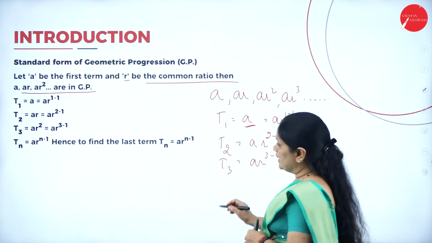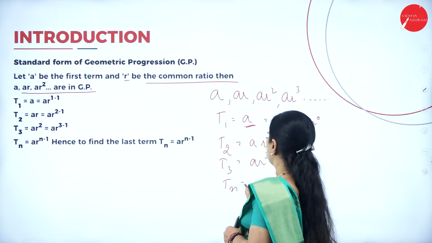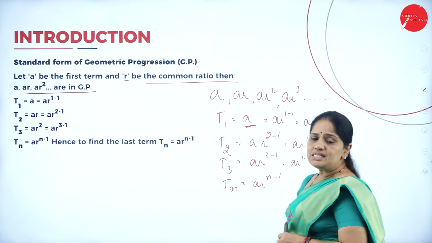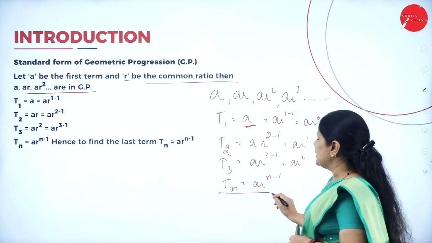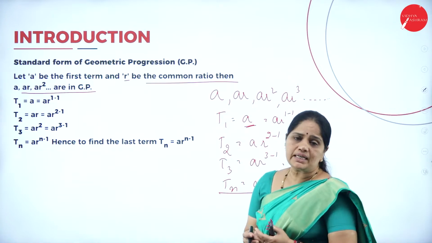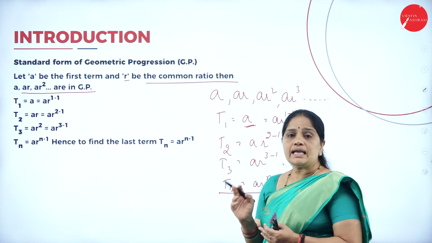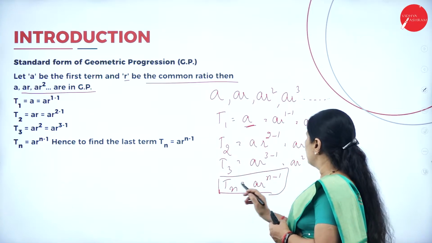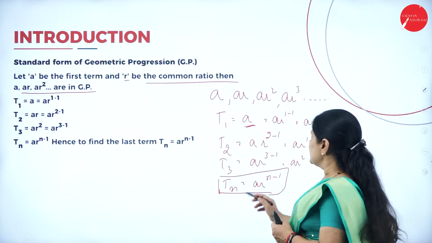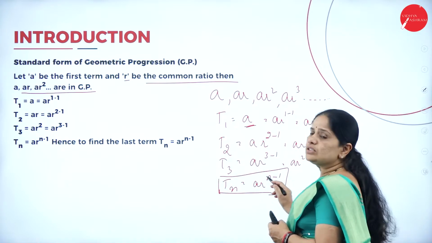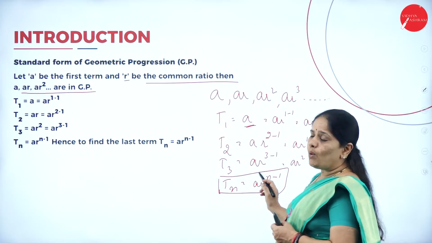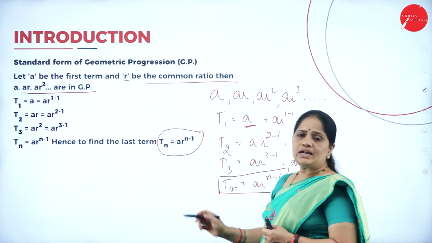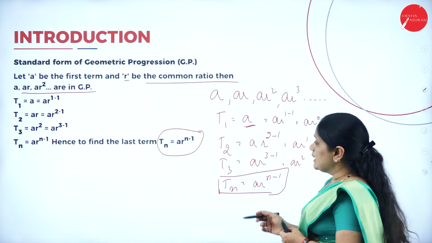So in this way, if I write Tn, this will be A into R to the power of n minus 1. So Tn formula. Just like we have for the arithmetic progression, Tn equals a plus n minus 1 into d, we have the Tn formula for the geometric progression. So Tn equals ar to the power of n minus 1. This is the standard formula to find out the nth value of the number.